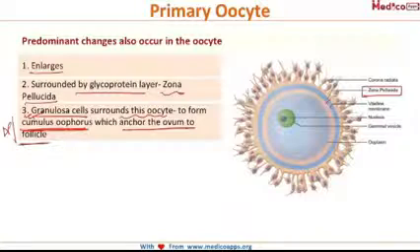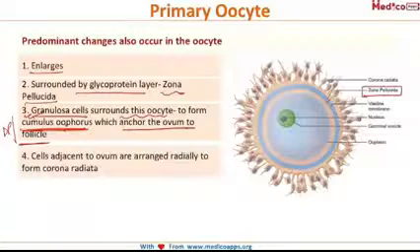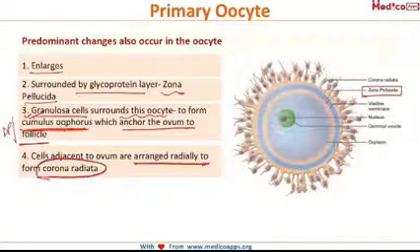And among this cumulus oophorus, the cells which are adjacent to the ovum, just near to the ovum, are arranged radially to form the corona radiata. You can see here, these are the cells which are arranged radially and they are called corona radiata.